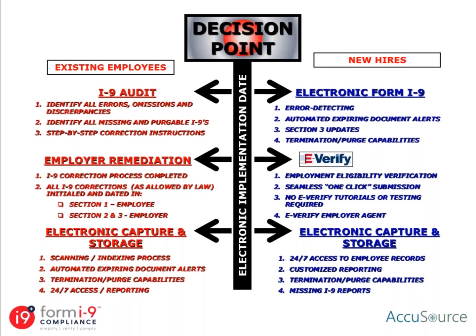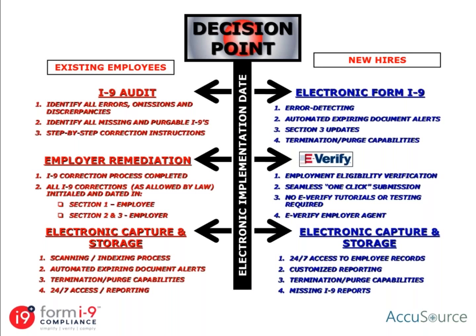So the electronic implementation over on the right side in blue is the electronic I-9. We talked about it. It's a smart form. Doesn't eliminate timeliness issues, but it should eliminate most of the errors that can be done in creating the form. You get the alerts, Section 3 updates, 24/7 access, termination purge capabilities. E-Verify is an add-on to the I-9 or standalone. It'll verify the employment, one-click easy submission. We'll give you the tutorials and the testing. You don't have to go on to E-Verify and do that.